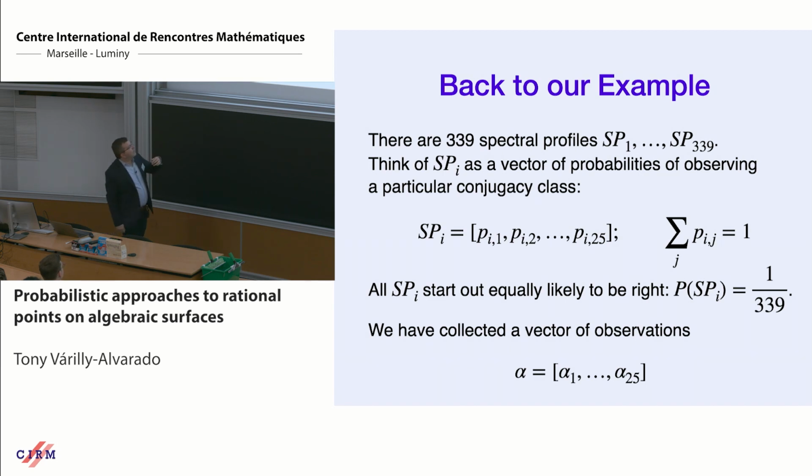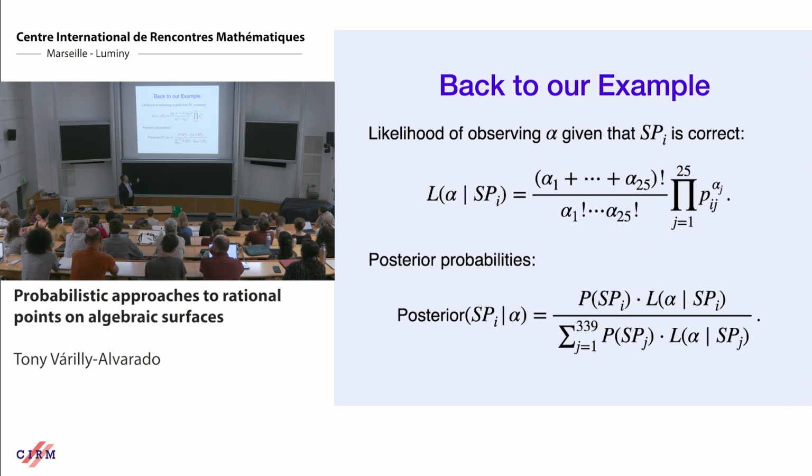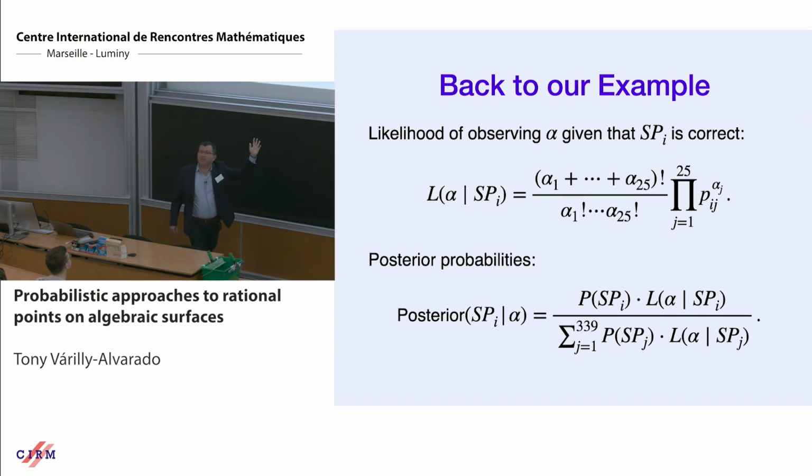Now instead of having P and 1 minus P, I have my vector of 25 probabilities. This is the spectral profile of the ith group. These probabilities add up to 1. I make my observations, and then I compute these posterior probabilities again. This likelihood was just like those binomial computations, but now I use a multinomial model. And then this posterior formula is just a straight up generalization of what we saw. There is nothing different here other than bookkeeping and a little bit more notation.